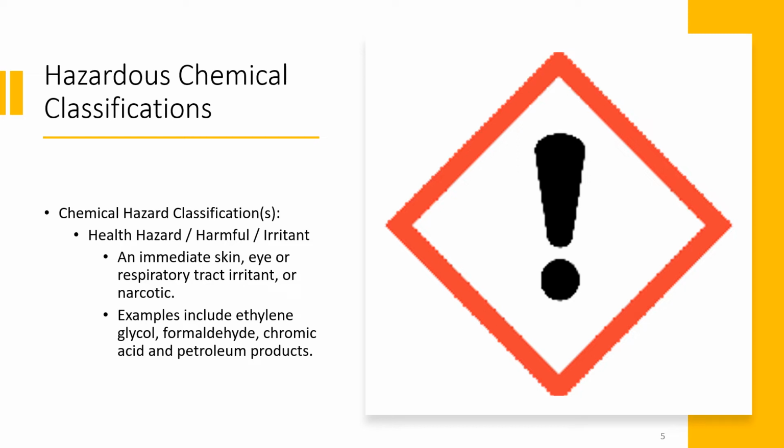what we have is an immediate skin, eye, or respiratory tract irritant or a narcotic. And a couple of examples found out in the workplace: ethylene glycol, formaldehyde, chromic acid, and a lot of the petroleum products that you can find out there. This one is not as clear. It would be great if they used a different symbol, but they will not go back and change it now. Let's go on to the next classification.